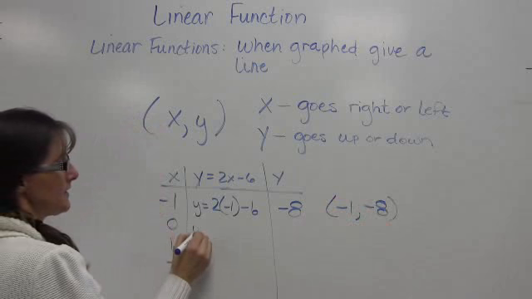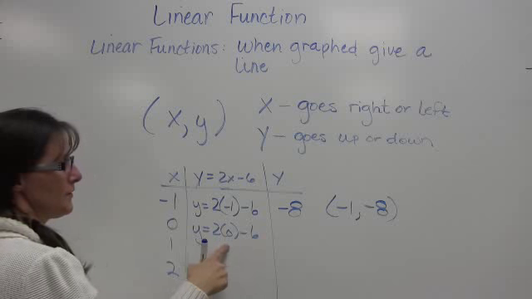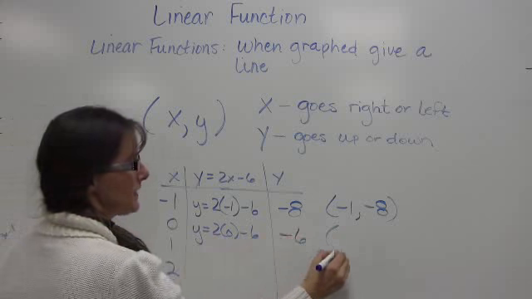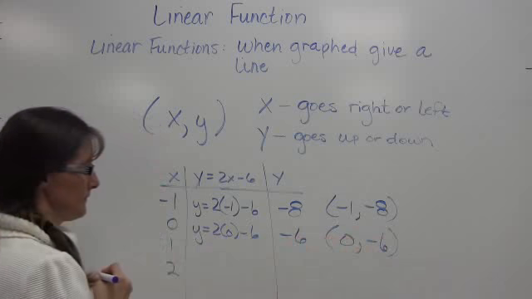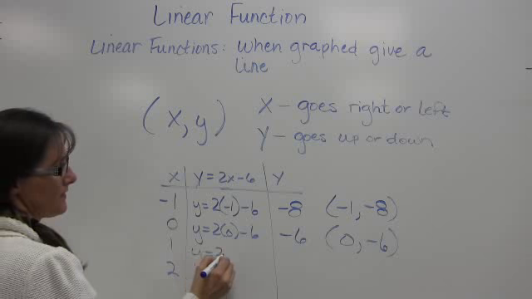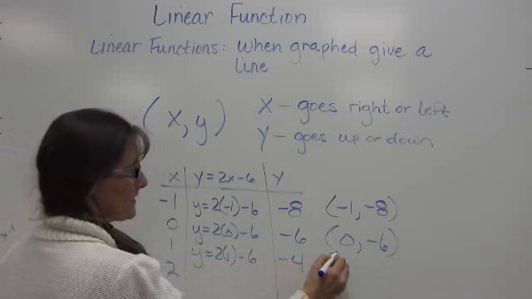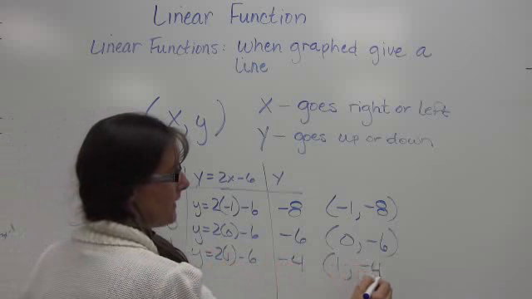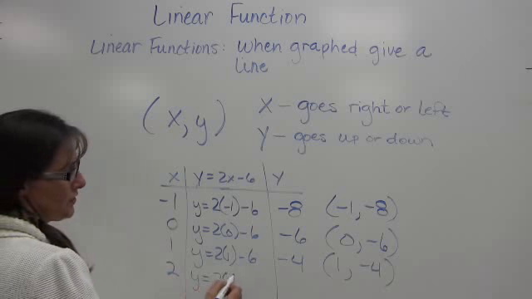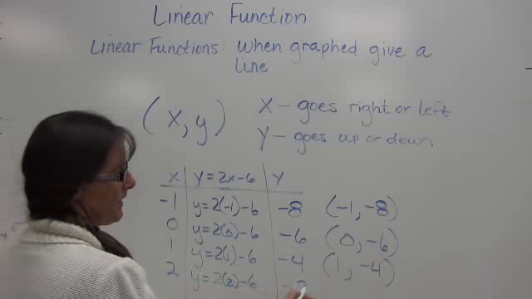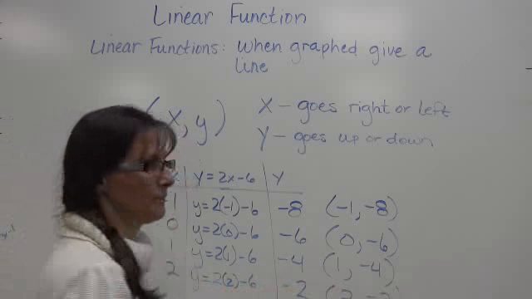Okay, I'll put in a 0 this time. Y equals 2 times 0 minus 6. 2 times 0 is 0. 0 minus 6 is a -6. My next ordered pair will be (0, -6). Putting in a 1 for x. 2 times 1 is 2 minus 6 is a -4. That's going to give me an ordered pair of (1, -4). And then finally, y equals 2 times 2, which is 4, minus 6, which is a -2. My ordered pair is (2, -2).